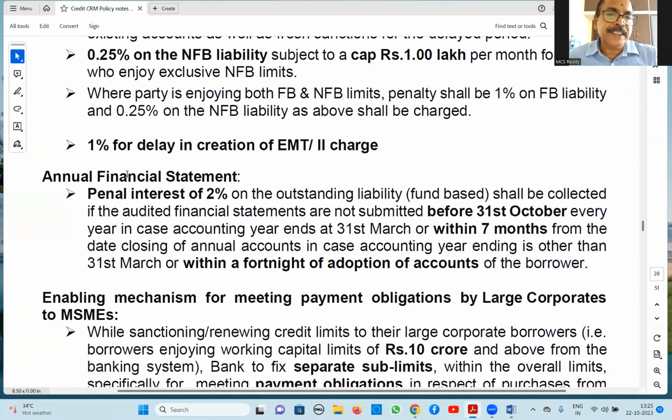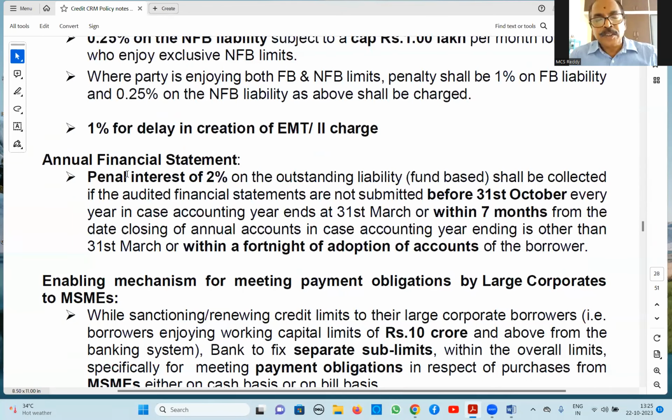1% delay for creation of EMT or second charge. Suppose in the sanction itself we say within 6 months or 1 year, the party has to complete the mortgage. In that period, if the party has not completed it, then we will charge a 1% penalty for delay. Otherwise, parties may delay. That is why, if some charges are there, only then will they attend promptly.